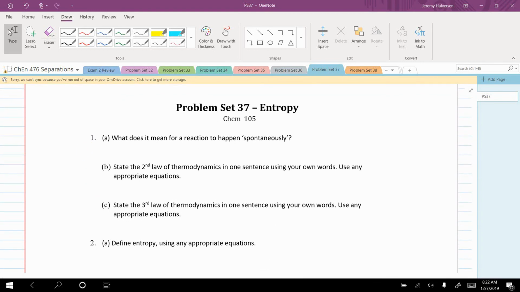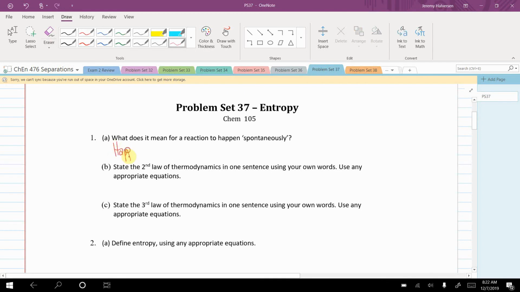Alright, starting off. Question 1 asks, what does it mean for a reaction to happen spontaneously? So the textbook definition says something along the lines of a spontaneous reaction, once it gets started, will continue without the addition of extra energy. I like to define it as saying that a spontaneous reaction is just something that's going to happen. A spontaneous process is something that happens. Non-spontaneous things don't happen. So I'm just going to write happens here.